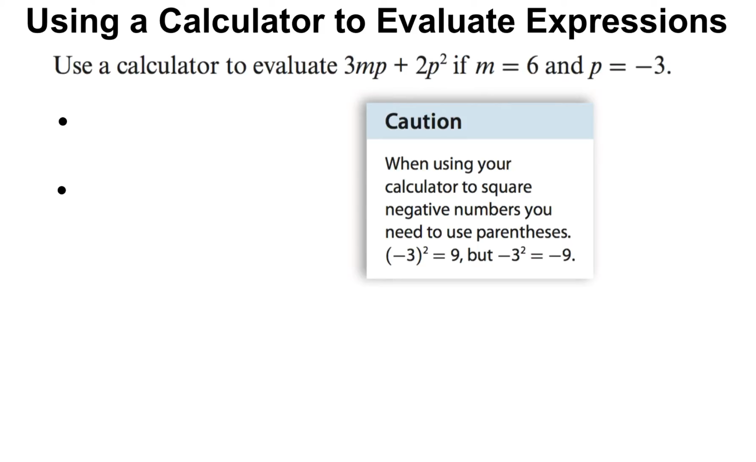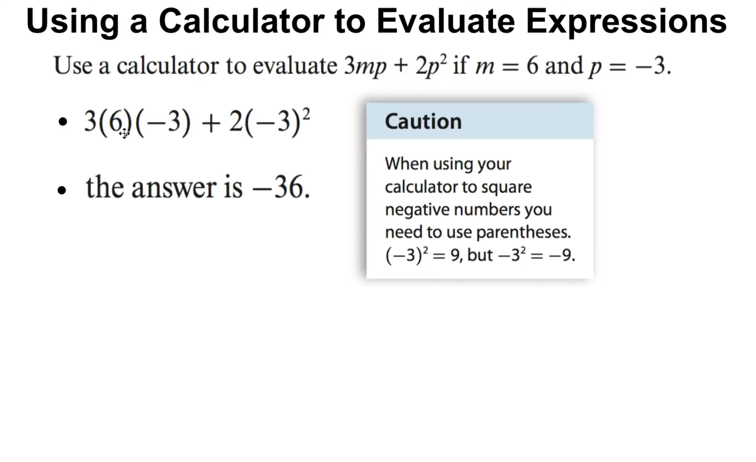So let's go ahead and substitute that in. So we have 3 times 6 times -3, and then plus 2 times negative 3, the quantity squared. Remember, we have to do our exponents first. Negative 3 squared is going to give us a 9 times 2 is 18. And in the beginning, we have 3 times 6, which is 18 times negative 3, which is negative 48, and then plus 18, which gives us a negative 36.